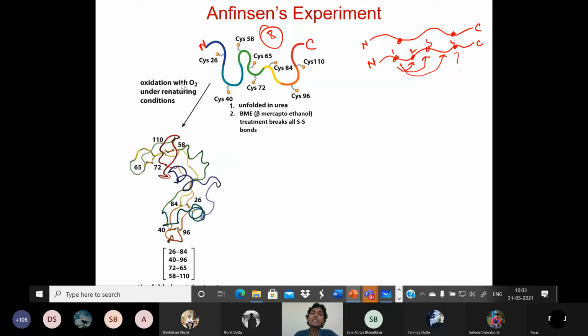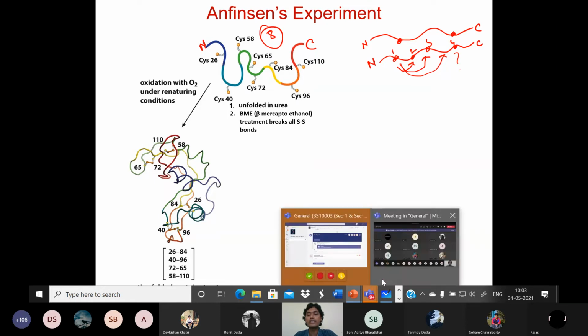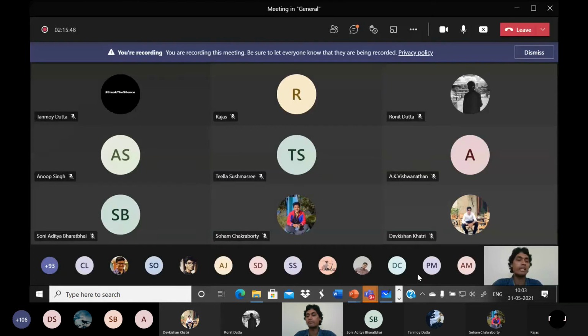Now oxidation with oxygen. This experiment is conducted in vitro inside a tube. So oxidation with O2 under renaturing condition, right? Here, renaturing condition means, I'm just telling you what is happening: if this is the tube that contains denatured protein, that means it is a very highly concentrated urea solution, and it has beta-ME also and it has RNase.